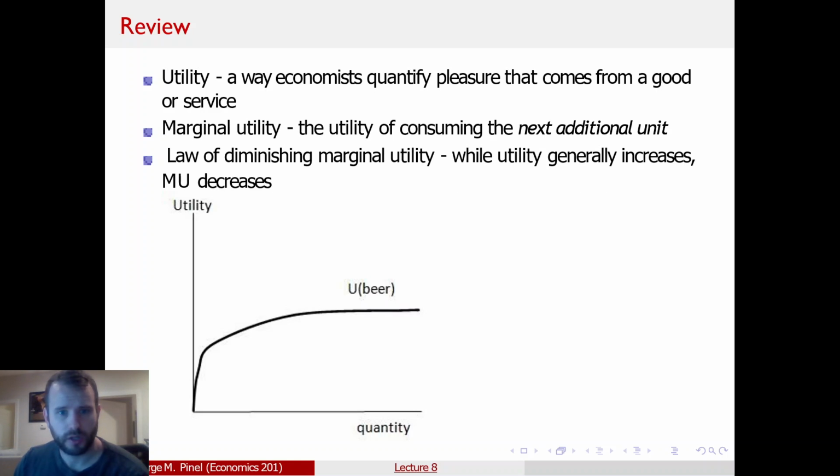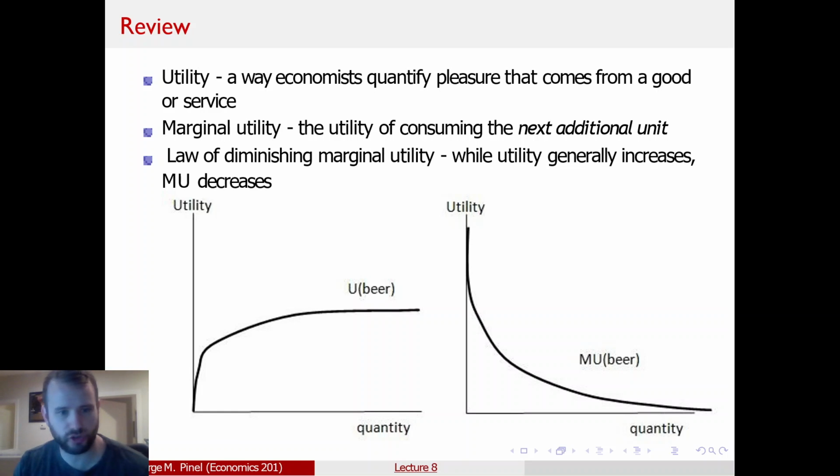Okay, so we talked about utility and marginal utility. Remember, utility is a way of ranking your choices and assigning them a variable or a number that corresponds to some sort of pleasure. So if your utility of eating an apple is X and your utility of eating a banana is Y, you can say that if X is greater than Y, then I prefer apples to bananas. That's what utility allows you to do: compare options.